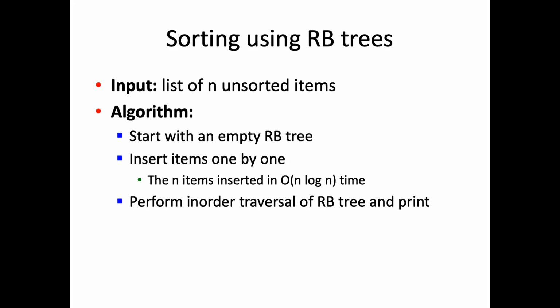Now, what's an in-order traversal? In-order traversal always goes to the left subtree first, then prints the root, then prints the right subtree. And that's exactly the order you want because you know that all the items in the left subtree are smaller, all the items in the right subtree are larger. And that property is satisfied at every node in the tree. So for every node, you would visit the left child first, then the node, then the right child. So a simple in-order traversal will take care of this.